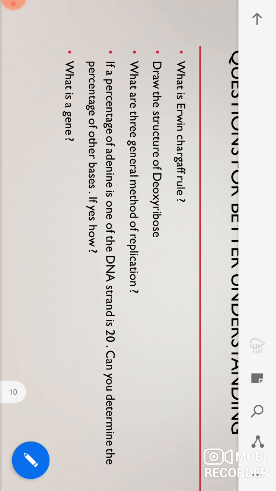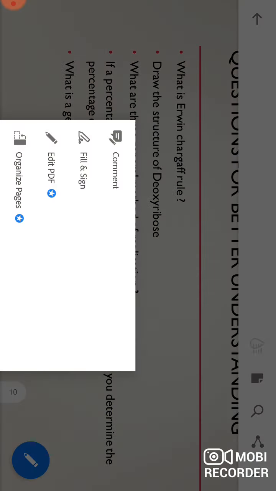The adenine is given as 20, so thymine is also 20. So 20 plus 20 is 40. If in 100 we subtract 40, the remaining is 60. And 60, if we divide by 2, for cytosine and guanine, it is 30. So adenine is 20%, thymine is 20%, and the remaining 60%, divided by 2 for guanine and cytosine, will be 30% each.